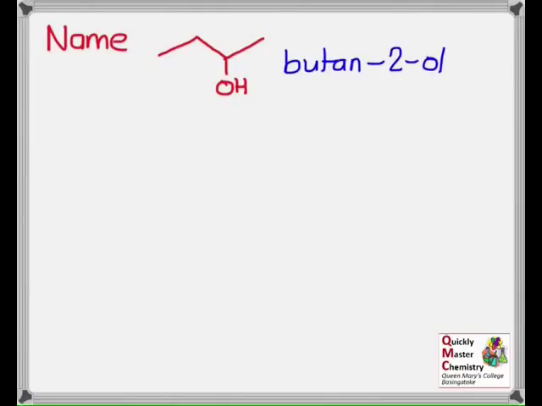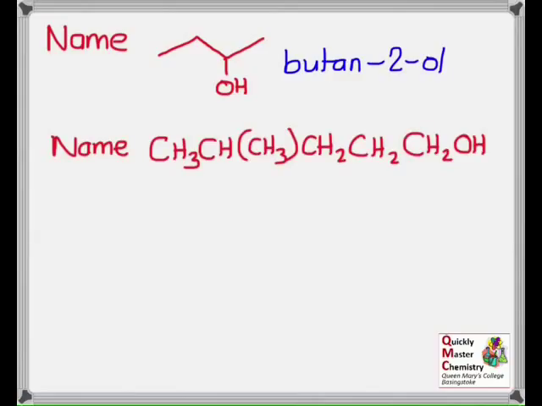And you should have come up with the name butan 2-ol. It's a 4 carbon chain. That would give us butane if it was just an alkane, so we chop the E off, put the ol ending on, and we have to have the number 2 before the ol ending to show the alcohol is on carbon 2. If you said it was on carbon 3, that means you were counting from the left, when actually you should have been counting from the right. So remember, you count from whichever end of the chain gives you the lowest number for the alcohol group.